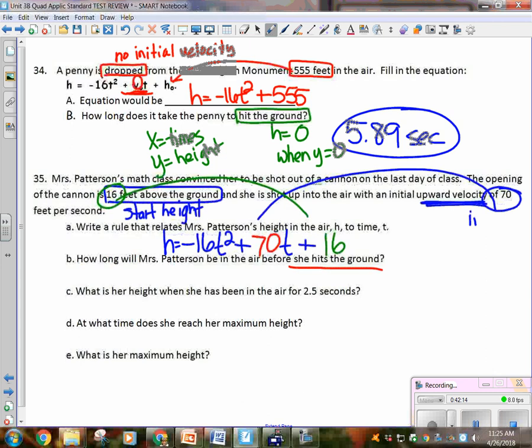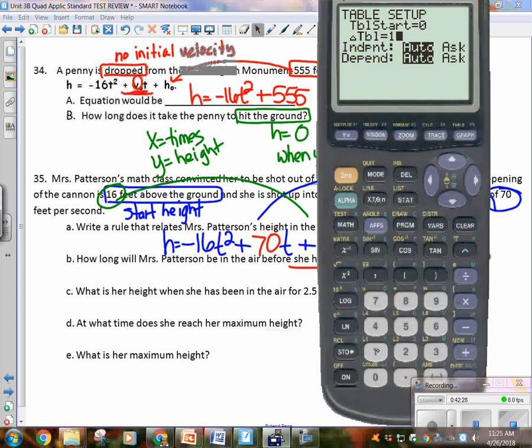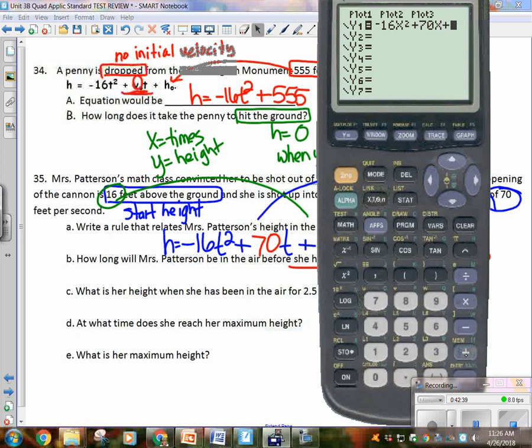So again, using my table, I'm going to look for what? I'm going to look for Y equal 0, or as close to 0 as I can get. Okay, this is another one of those. Grab your calculators. Y equals, I'm going to actually change my table settings back to 0 and start by ones. And go to my equation, negative 16x squared plus 70x, since she's 70 feet per second times x, and she is 16 feet off the ground, plus 16.